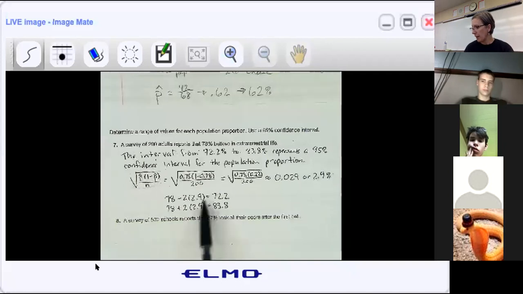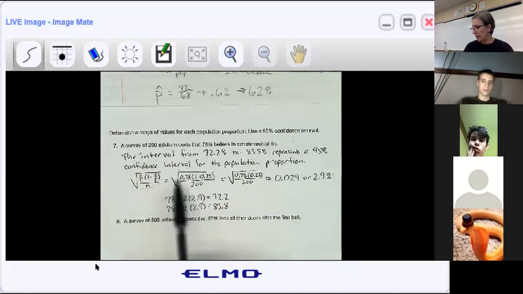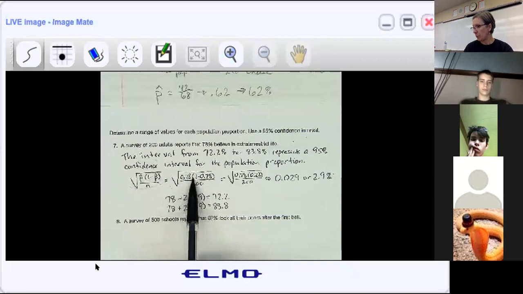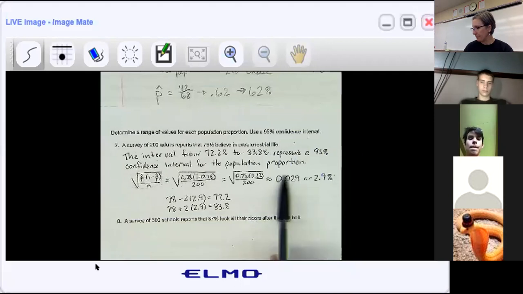Okay, so again, for Jordan, it's going to be the square root of 0.62 times 1 minus 0.62 divided by 68. Everybody good with that? Yeah. Okay. So then you'll get a decimal value for that. And then I would turn that decimal value back into a percent.